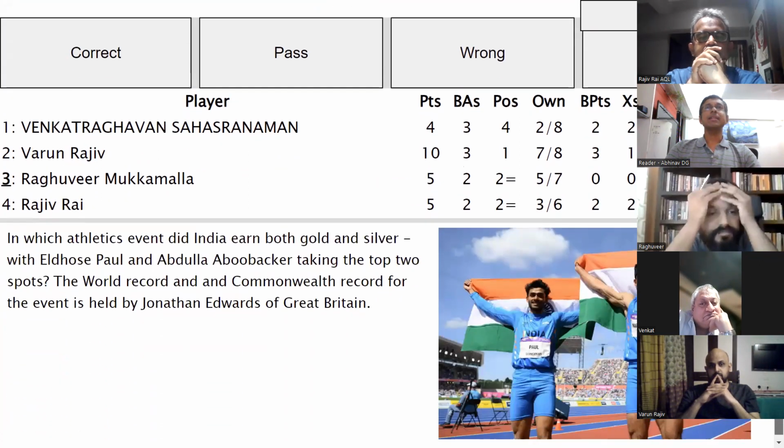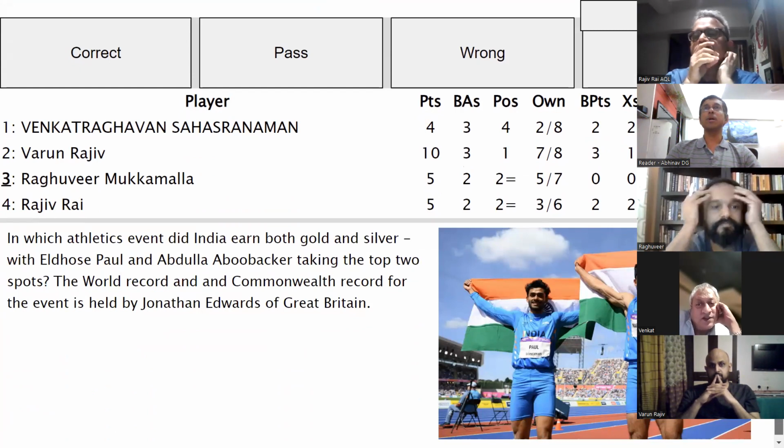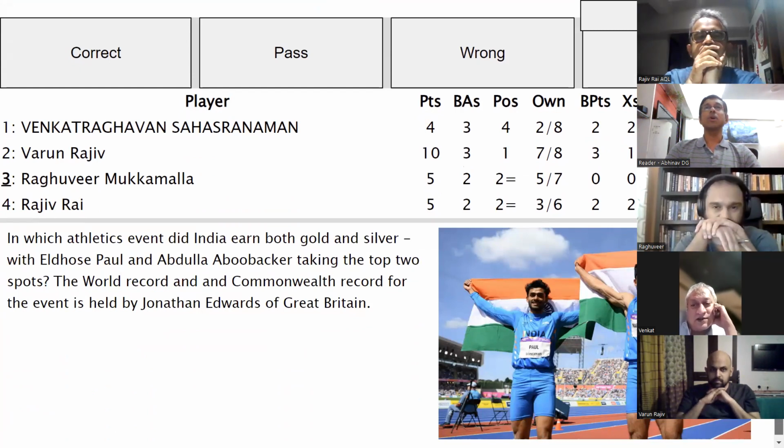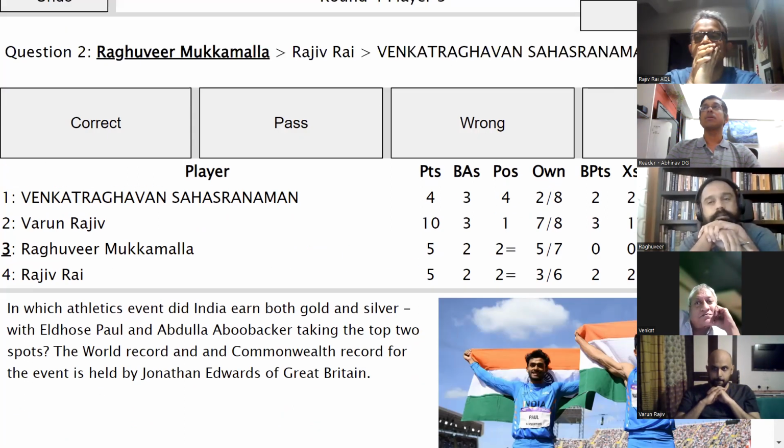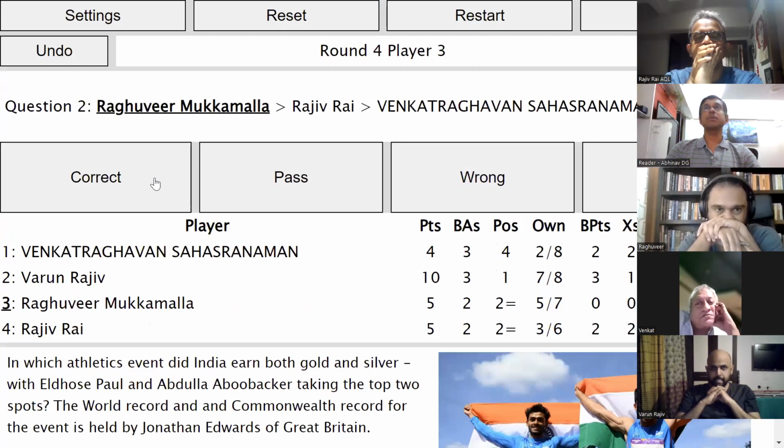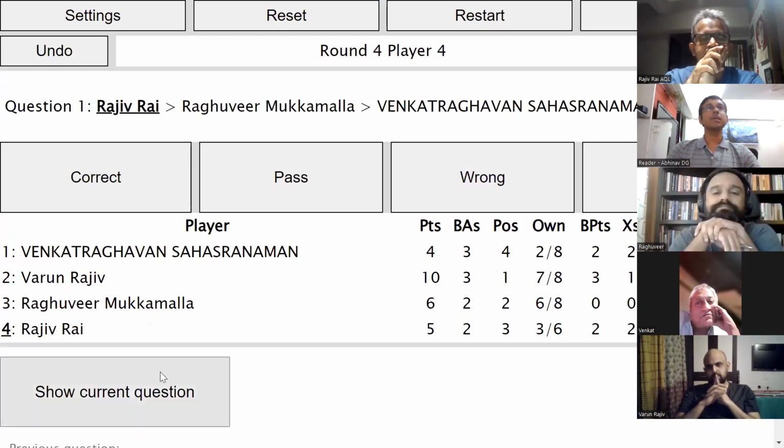Raghuveer, in which athletics event did India earn both gold and silver, with Eldos Paul and Abdullah Abu Bakr taking the top 2 spots? The world record and Commonwealth record for this event is held by Jonathan Edwards of Great Britain. Triple jump. Triple jump is correct. Wish I could give you triple the points.